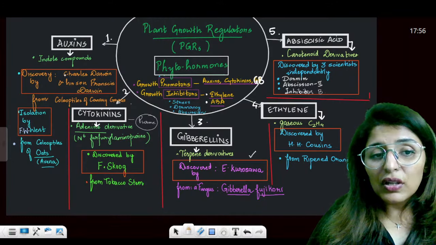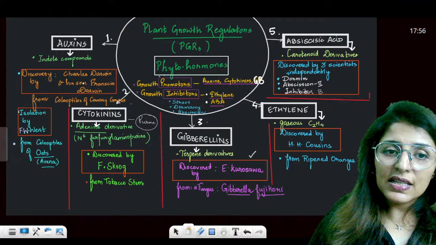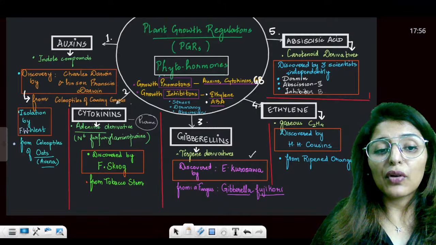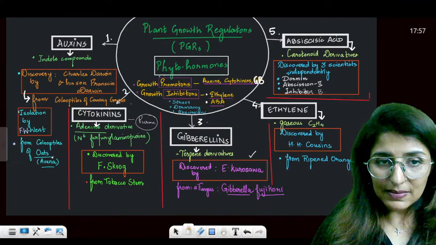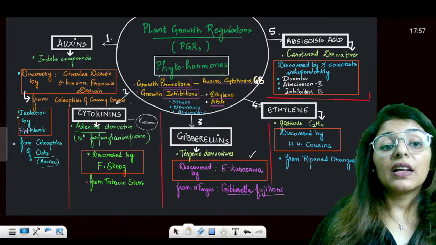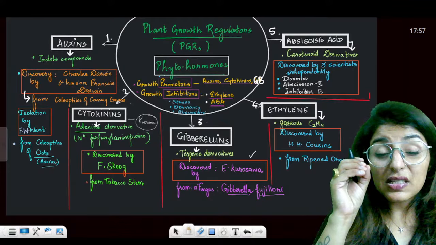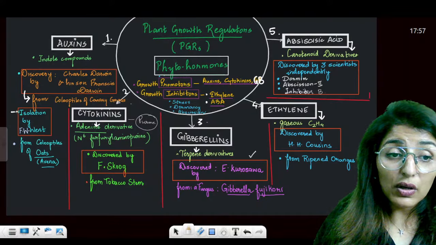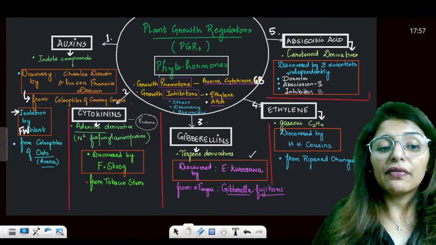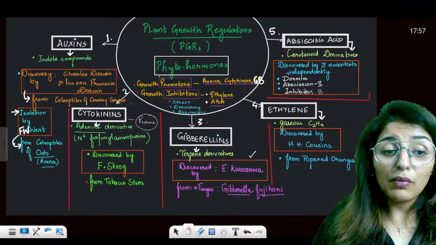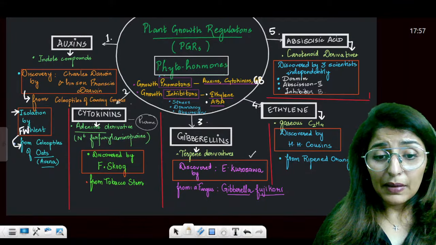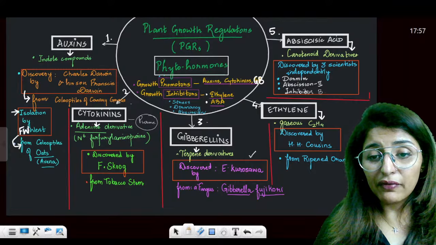The discovery of auxins was made by Charles Darwin and his son Francis Darwin, and they discovered auxin from the coleoptiles of canary grass. But auxins were first isolated by F.W. Went from the coleoptiles of oat, or Avena. Is this clear? Please let me know that all these points are clear to everyone.